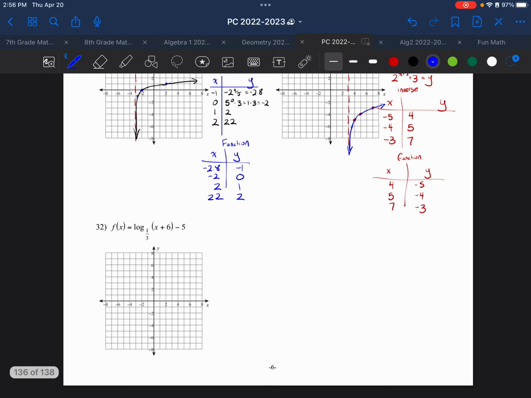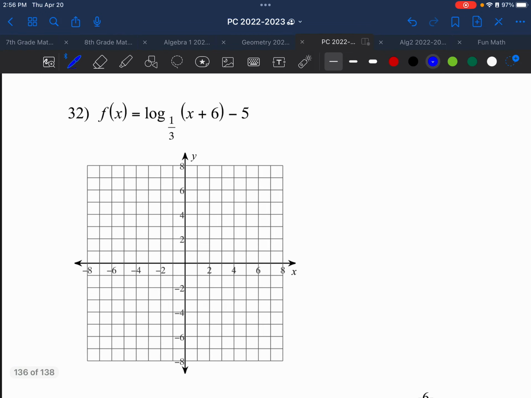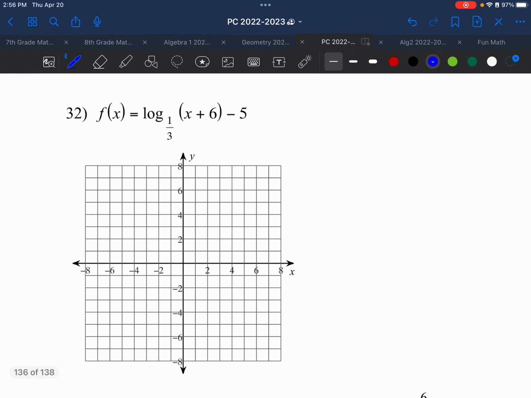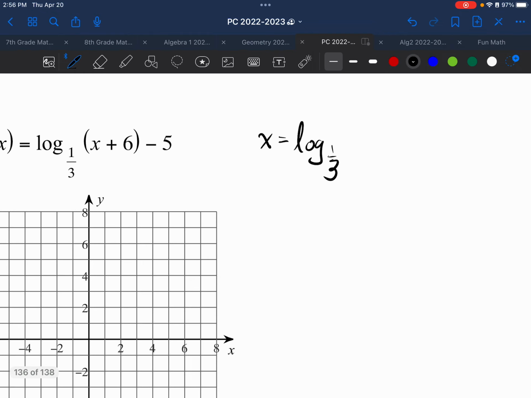On to, I was about to go to the next page. 32 is down here. Same thing as before: find the inverse, make a table, switch the table. So for the inverse, we're going to have x is equal to log base 1/3. Ooh, we have a fraction this time. And this is going to be not x, but y plus 6, and then -5.